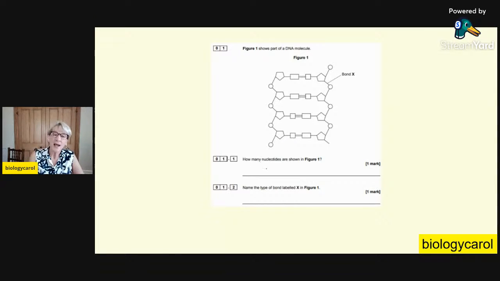Question 1. How many nucleotides are shown in figure 1? Well, you might remember that this is a single nucleotide with a phosphate. It's a DNA molecule, so deoxyribose, and one of the 4 bases. So we've got 1, 2, 3, 4, 5, 6, 7, 8, which is the right answer. Name the bond labeled X. That is a phosphodiester bond.